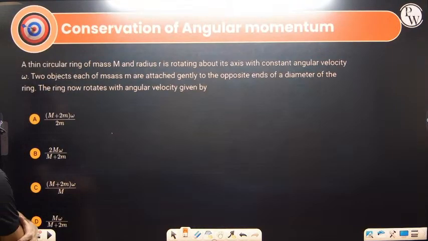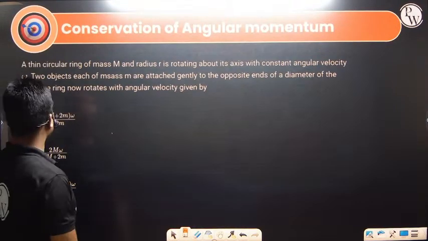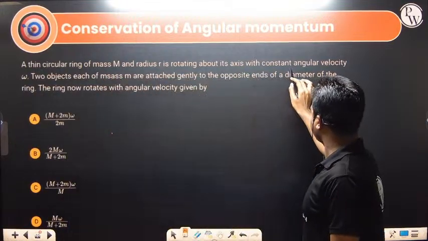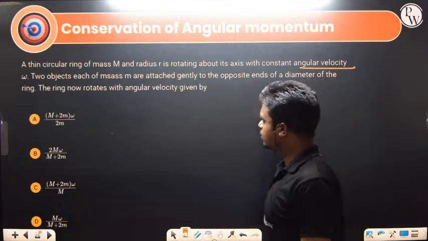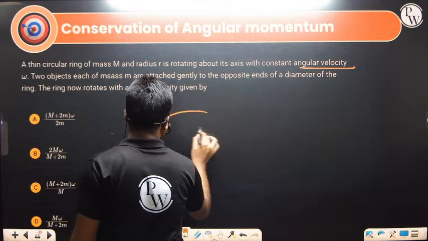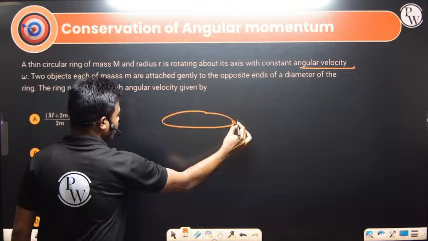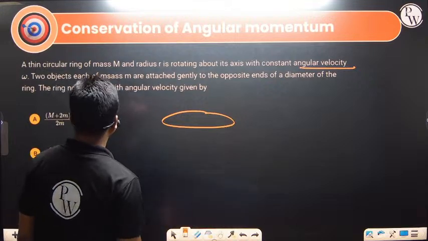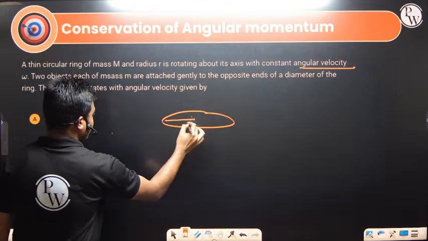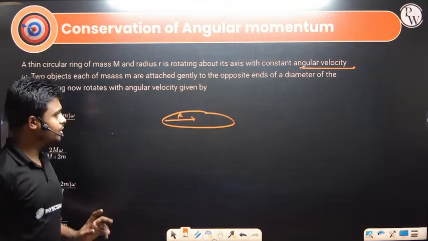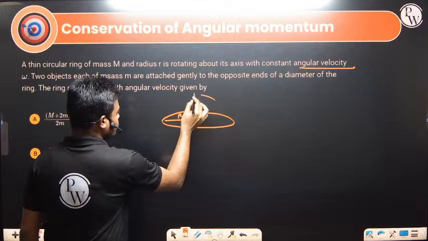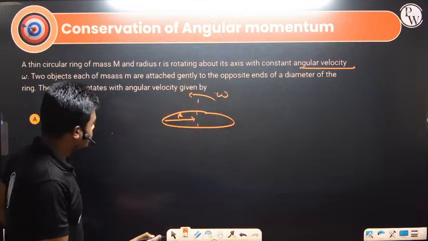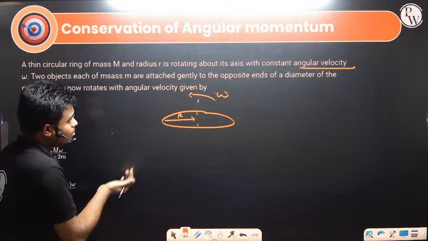Conservation of angular momentum. Question is coming. A thin circular ring of mass m and radius r is rotating about its axis with constant angular velocity omega. So there is one ring, let's say this ring has mass capital M and radius r. Initially it is rotating with constant angular velocity omega about its own axis. After some time, what is happening?